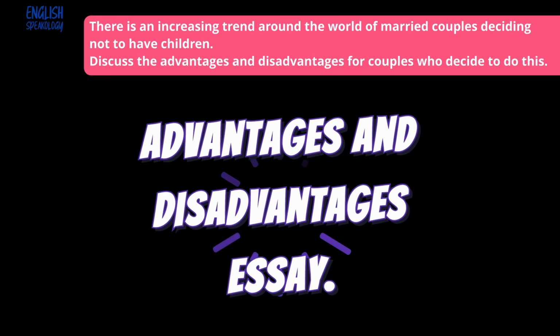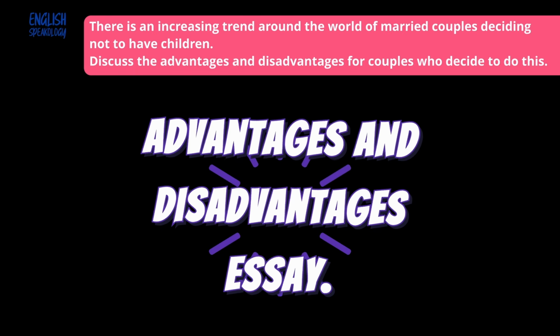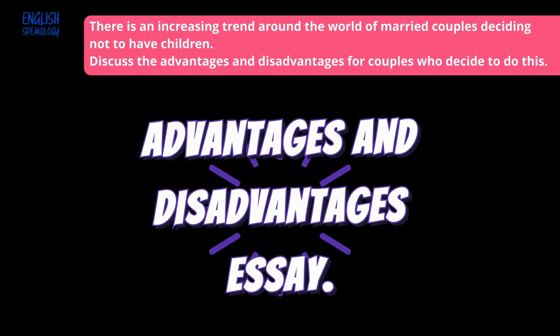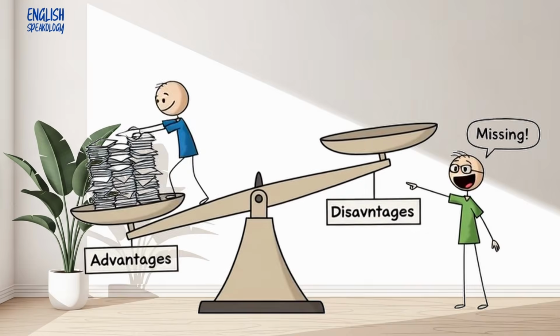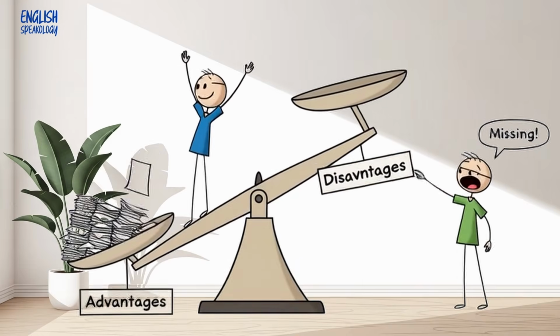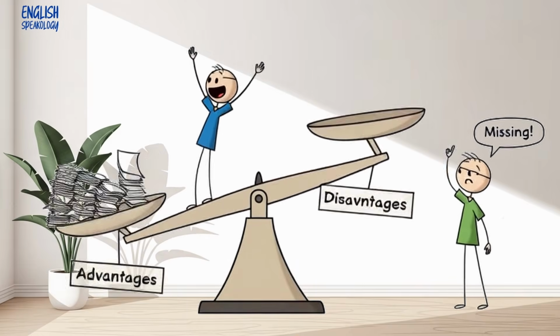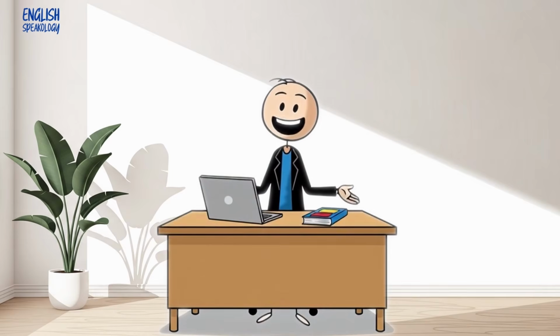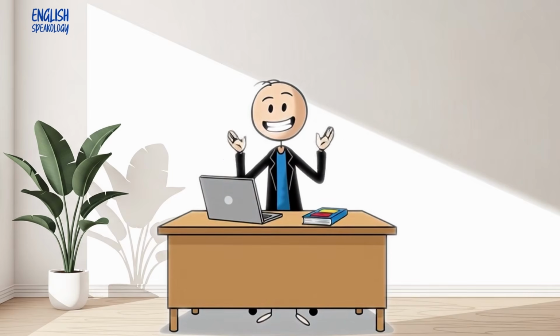The correct answer is Advantages and Disadvantages essay. The question clearly asks us to discuss advantages, disadvantages. That means our essay must include both sides of the argument. If you only write advantages or only disadvantages, your task response score decreases. And task response is one of the 4 criteria used to score writing in the IELTS test.